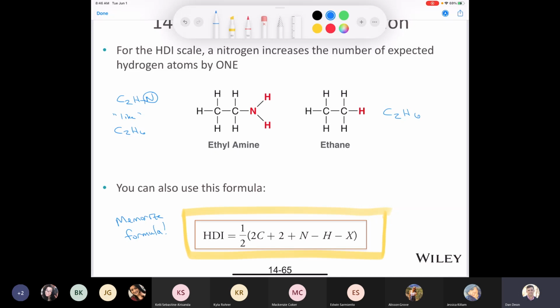It's 1/2 of 2 times the number of carbons plus 2 plus the number of nitrogens, subtract the number of hydrogens, subtract the number of halogens. Okay, so these are the halogens. I mean, everybody here is capable of nailing this formula, right? You can all add and subtract and multiply and divide, right? I know you can all do that. You're probably faster at it than I am. In fact, I'm pretty sure you probably all are. So, it's just a matter of putting the formula in your head.